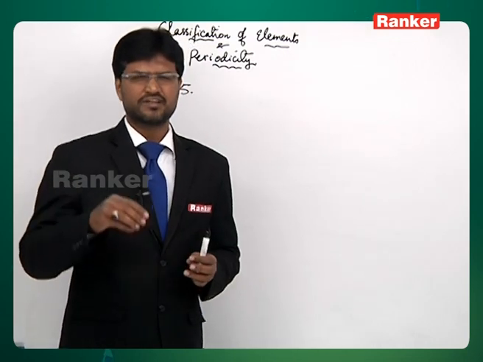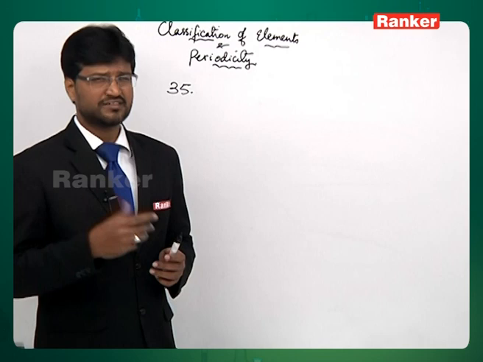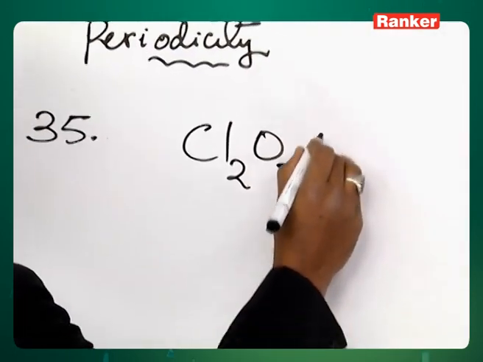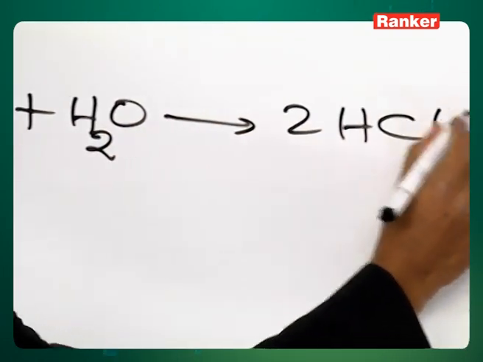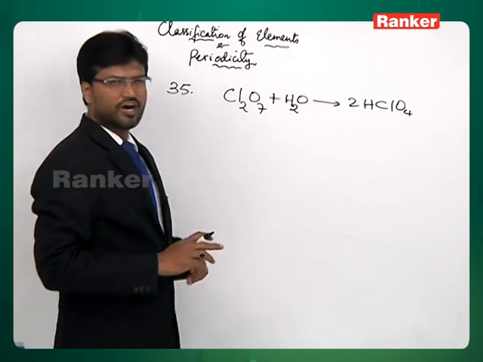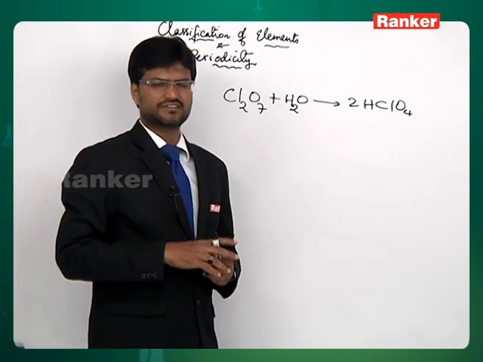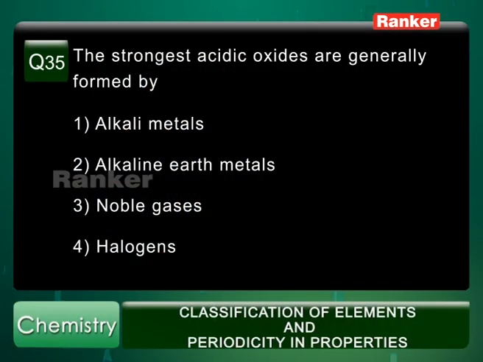Oxides of halogens are strongly acidic, when they are dissolved in water they give oxyacids. You can see Cl2O7 when dissolved in water will produce HClO4, a very powerful acid. Noble gases generally do not form oxides. Alkali and alkaline earth metal oxides are basic, they give alkaline hydroxides. So the correct answer is the fourth option.